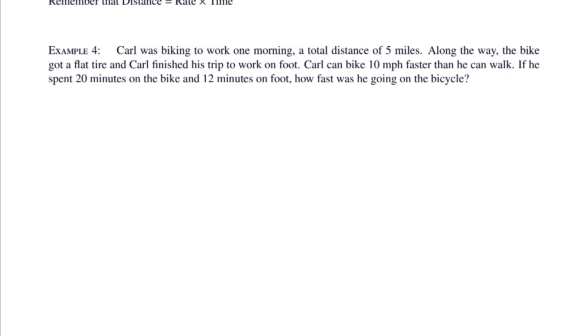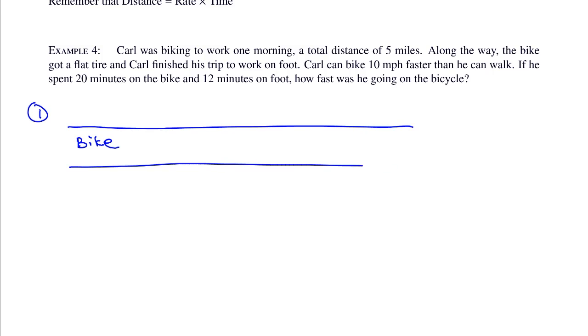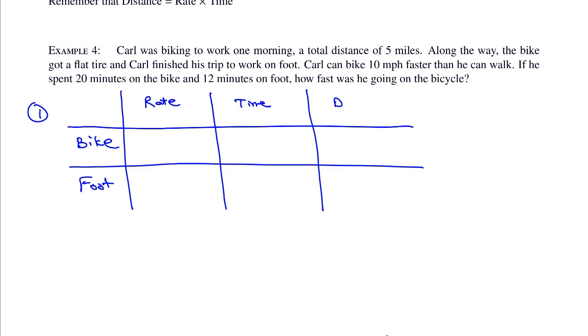Again, that's a good problem for a table. So let's create a table. We're going to have the bike and on foot. And distance is equal to rate times time, so we'll have the rate, the time, and the distance. We're looking for how fast he was going on the bicycle. And we know that he can bike 10 miles per hour faster than he can walk.